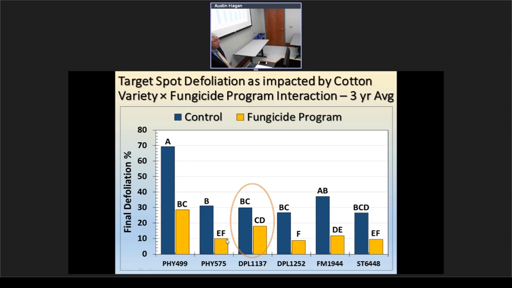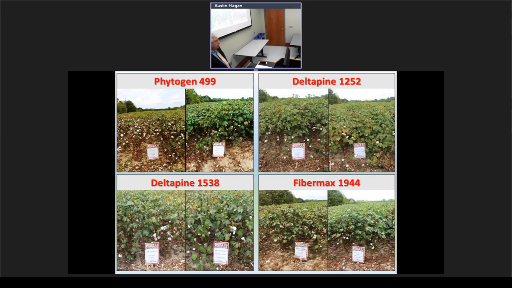And then when we put a fungicide on each of these 5 varieties, we got a reduction in target spot, as we did on 499. But you noted the 499 treated with a fungicide had the same level of defoliation as the other 5 varieties. So there's a definite advantage for identifying and utilizing these more tolerant varieties in a production setting.